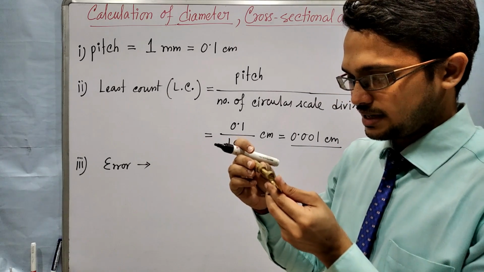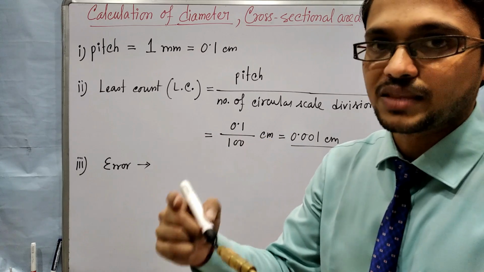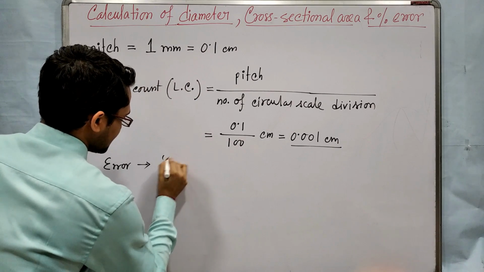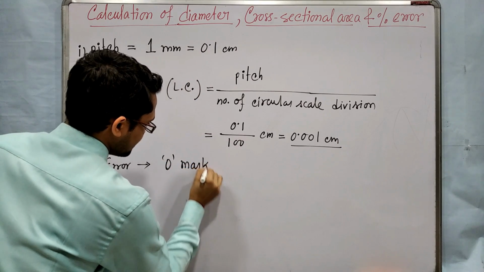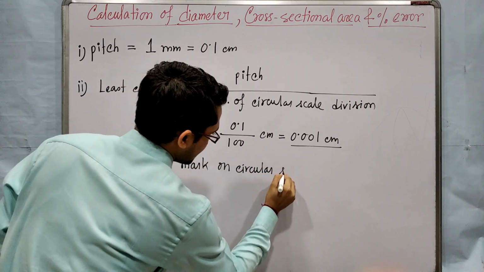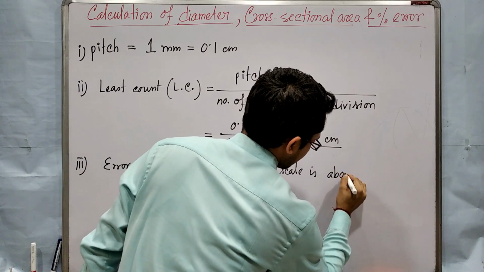Now I will check here. So here I am getting that the 0 mark on the circular scale is above the baseline. Okay. So what I am getting? 0 mark on the circular scale is above the baseline.